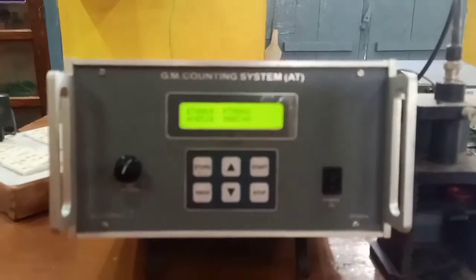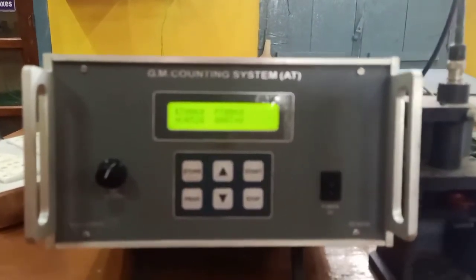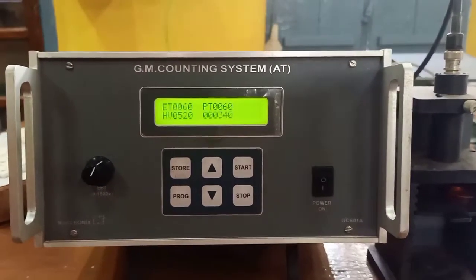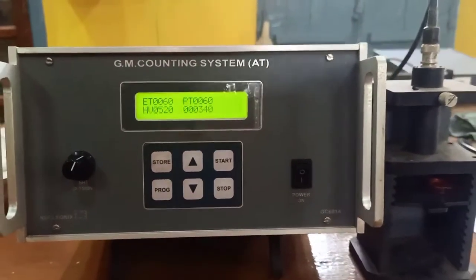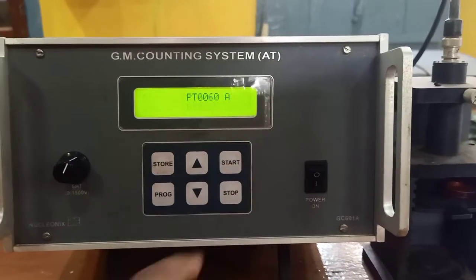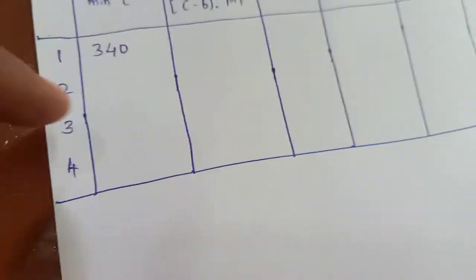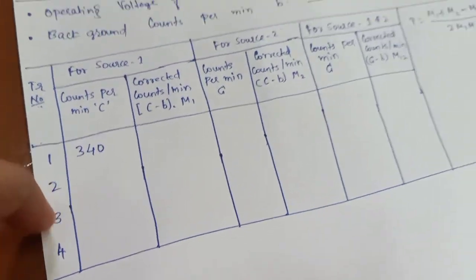Now we need to repeat this experiment. Repeat the same counting up to 4 times, for trial number 1, trial number 2, trial number 3. After repeating, press start again and take down the readings for source 1: second reading, third reading and fourth reading.